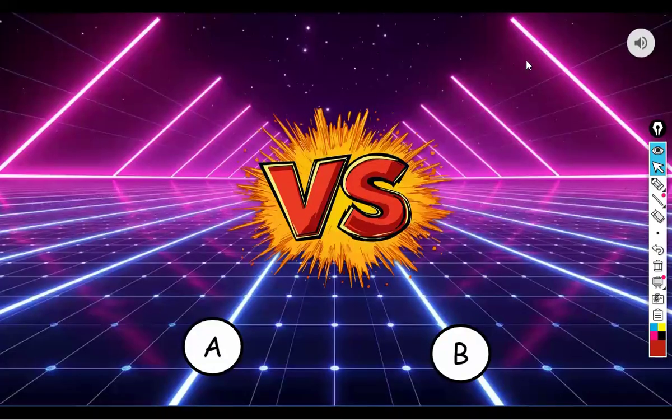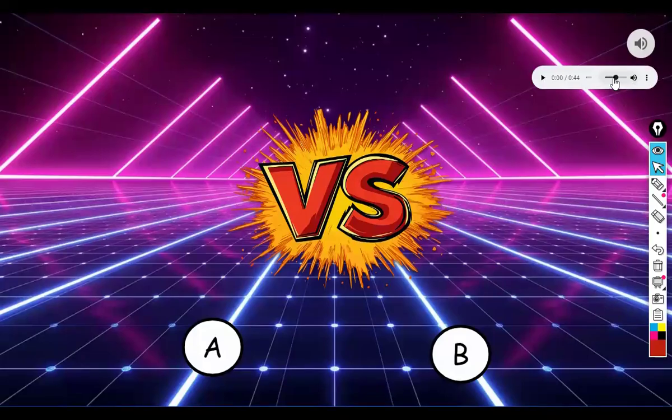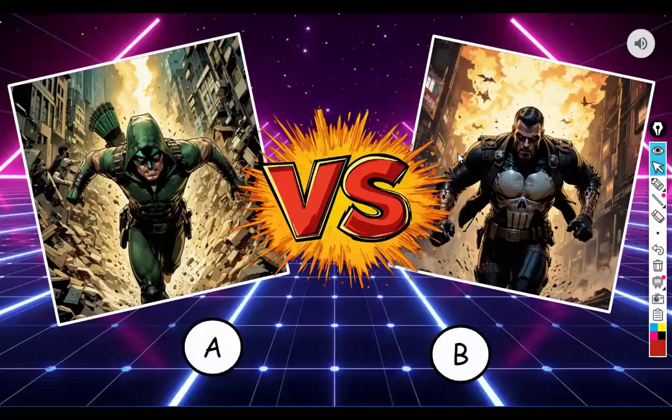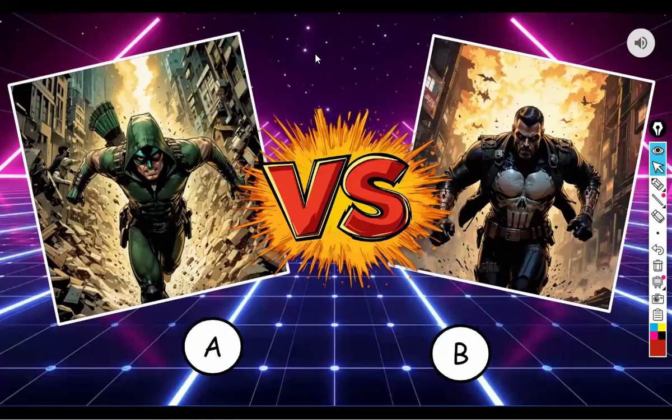All right, finally. My mouth is getting a break here. Let's see who's next up for the person. I wonder who I put. Green Arrow versus the Punisher. I guess 2 underdog superheroes, but still superheroes nevertheless. Let's see who you all vote for.